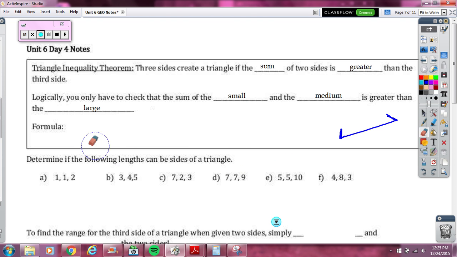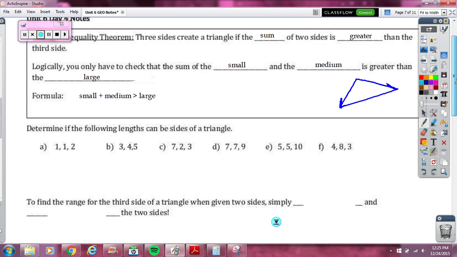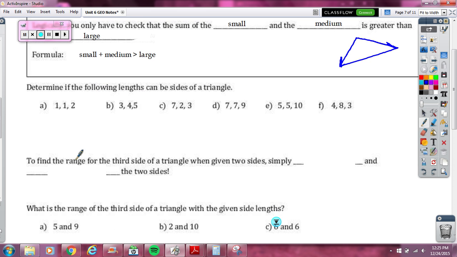In order to make a triangle, we need to see if the small and the medium added together are bigger than the large. That'll guarantee that they will kind of come up here and meet in the middle and actually form a triangle. So like on part A, it says determine if these can be the lengths of a triangle. If I see a length of 1, another length of 1, and a length of 2, the 2 little ones added together, small plus medium, those are equal to the large, but not bigger than the large. We need that sum to be bigger than L, so this is going to be a no.